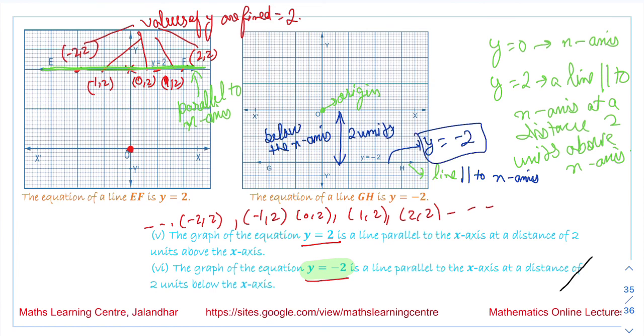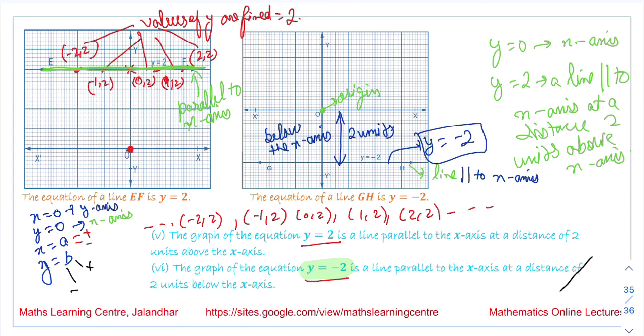So we have considered different cases over here. First is x is equal to 0, y is equal to 0, x is equal to a, y is equal to b. For x is equal to 0 we are saying this is the y-axis. For y is equal to 0 we are saying this is the equation of the x-axis. Then we have x is equal to a. For this we have two cases, either a is positive or a is negative. Then b is positive or b is negative.